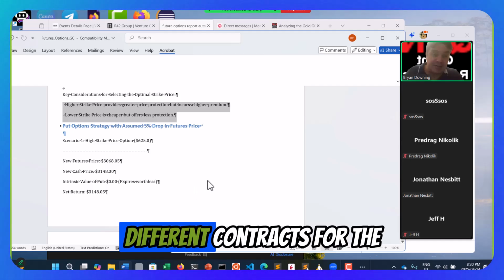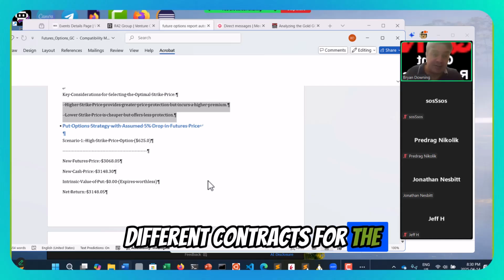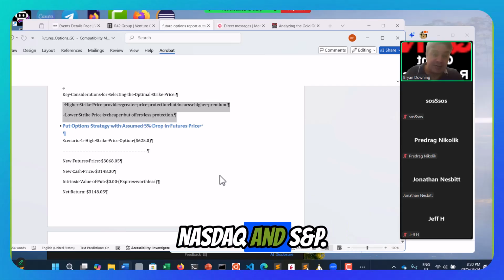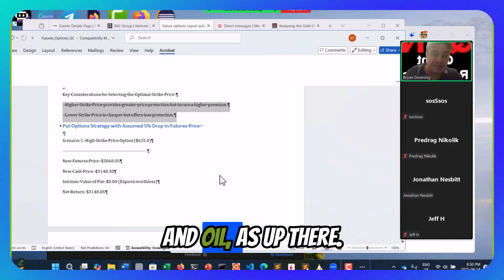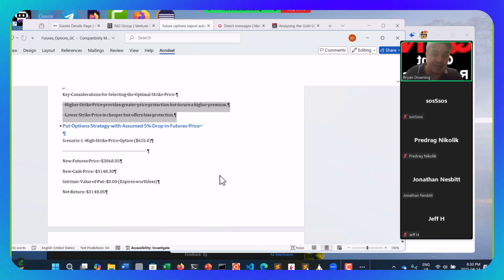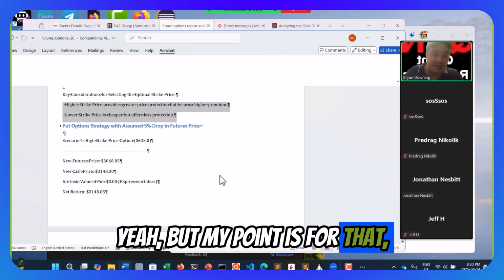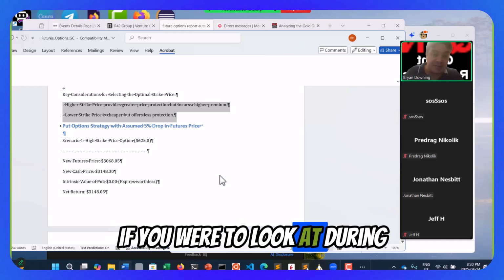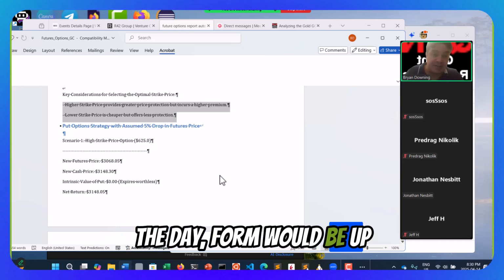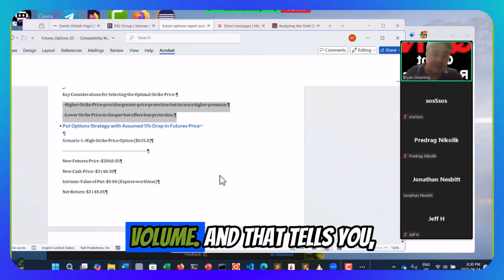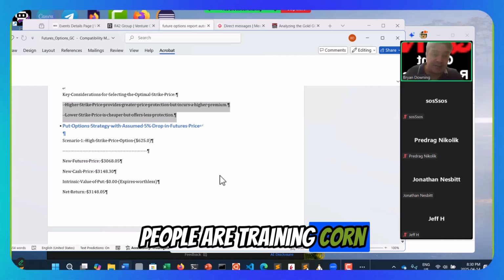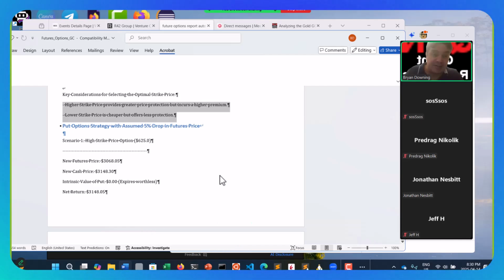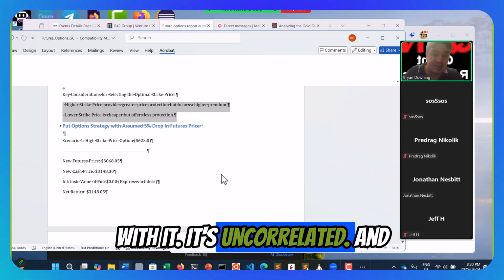There are different contracts for the Nasdaq and S&P, and oil is up there. So the Nasdaq, ES, sugar, and the 10-year. If you were to look at it during the day, corn would be up there. And this is the top 10 by volume. That tells you people are trading corn because it's profitable, and it has nothing to do with it being uncorrelated.